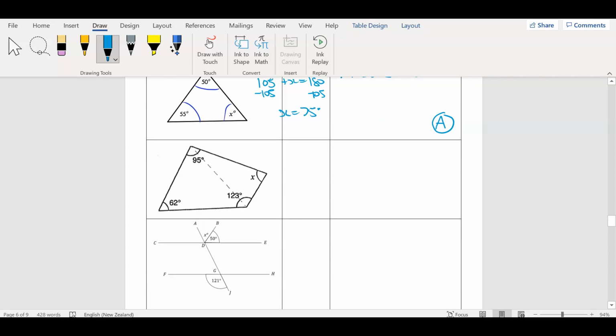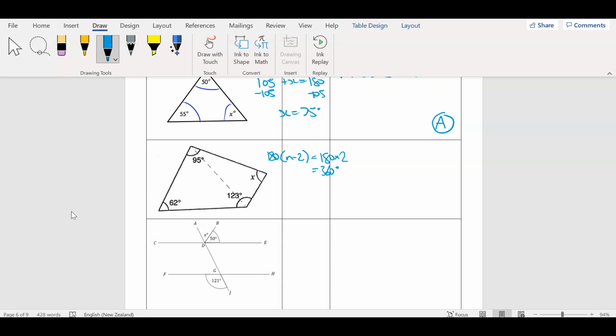Our next question, this is a 4-sided shape. I suppose that's the first thing to note. And this dotted line was trying to tell you that it comprises 2 triangles. So the sum of a 4-sided shape is going to be 360 degrees. The way you would get there is 180 times the 2 triangles, which is 360 degrees in total.